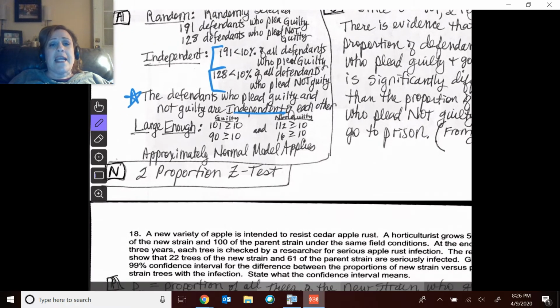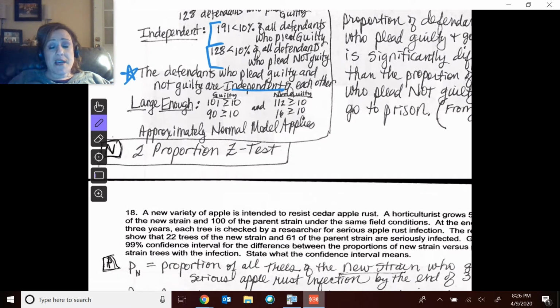Okay? Now, when I did my "large enough," it's tricky because it all depends: mean or proportion. For a mean it's 30; for proportions it's 10. At least 10 successes and at least 10 failures. So there were 101 sentenced to prison and 90 not sentenced. So that's the successes and failures of the pleading guilty group. That's greater than or equal to 10. And here the 112 and 16 are both greater than or equal to 10. So the approximately normal model applies.